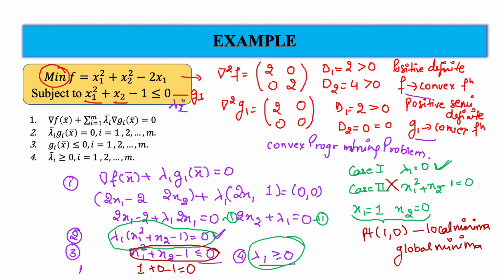This is how, using KKT conditions, we can easily find the global minimum point of an objective function. That's how you solve any numerical using KKT conditions.